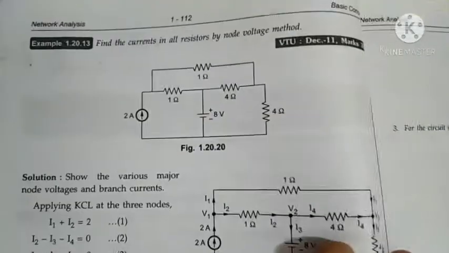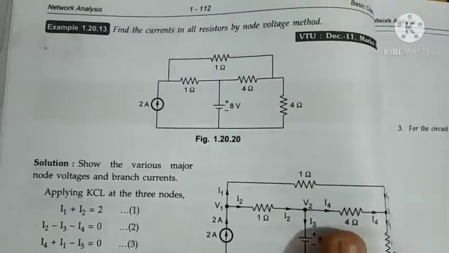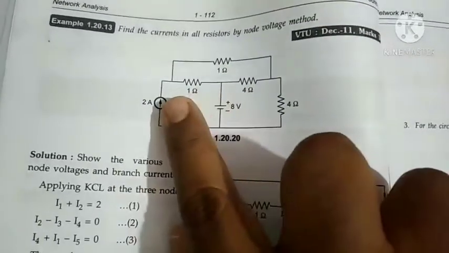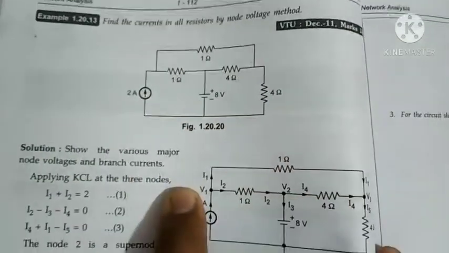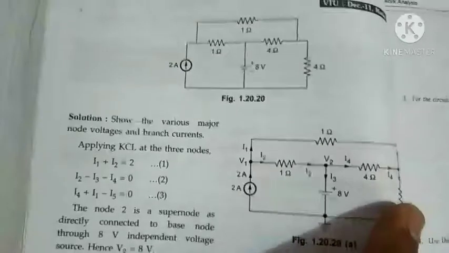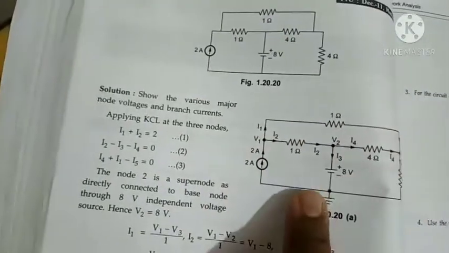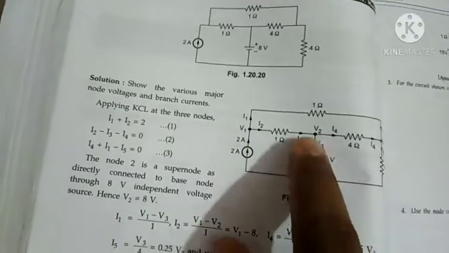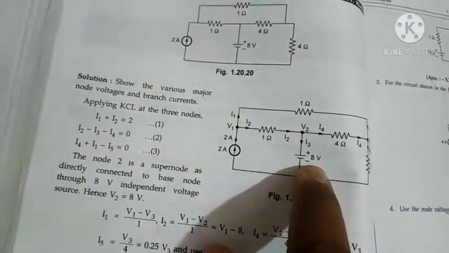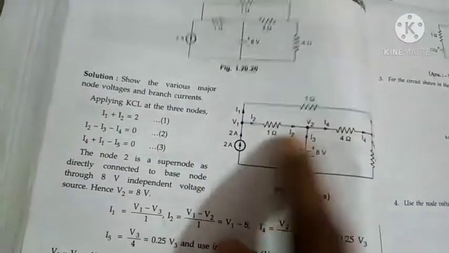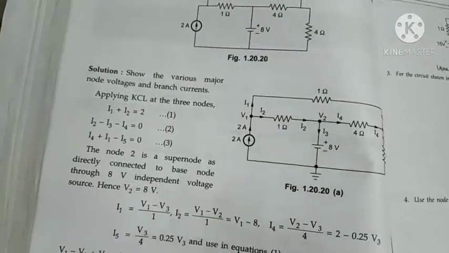So last problem, find the current in all the resistances by node voltage method. So here how many nodes are there? 1, 2, 3 nodes and 4 nodes are there. One node we can connect to ground. Okay, we have 3 nodes. Now we'll assume some currents here, and because we get an ideal voltage source here, I can take it as V2 minus 0 is equal to 8 volt. One voltage I can obtain through the ideal voltage source, so that is V2 is equal to 8 volt.